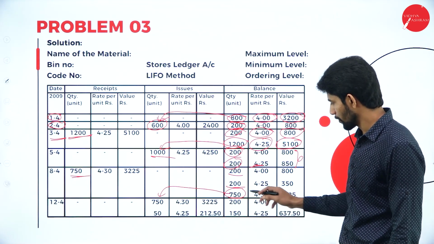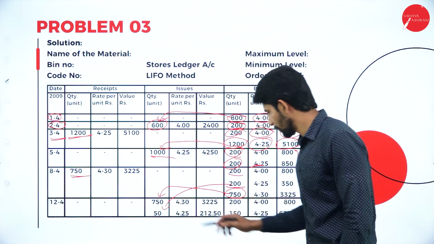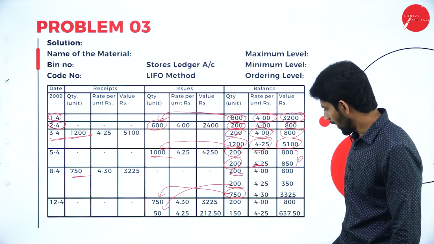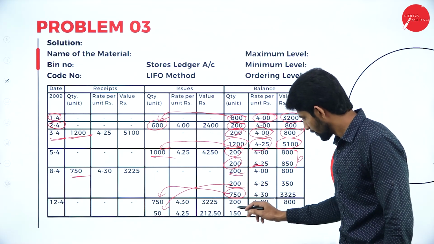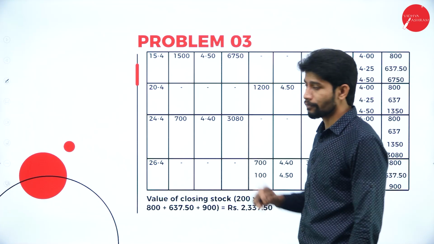So the remaining 50 units you are supposed to issue from here, that is from this 200. So issue 50. So now what is the balance? The firstly purchased 200 we have, and from this 200 the balance is 150. Okay. Next, on 15th April.